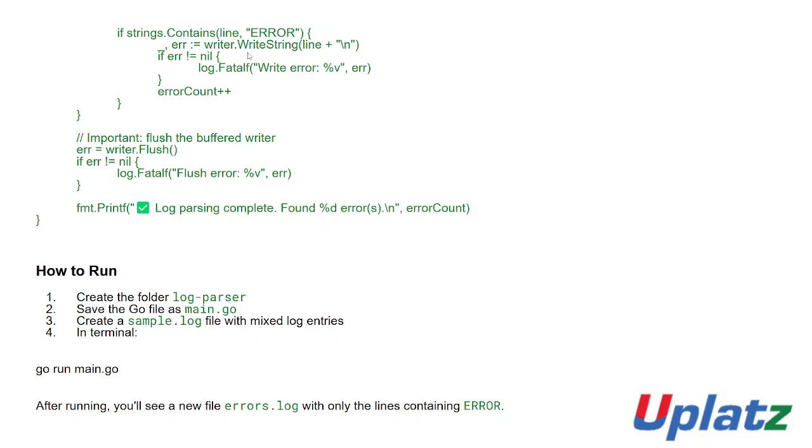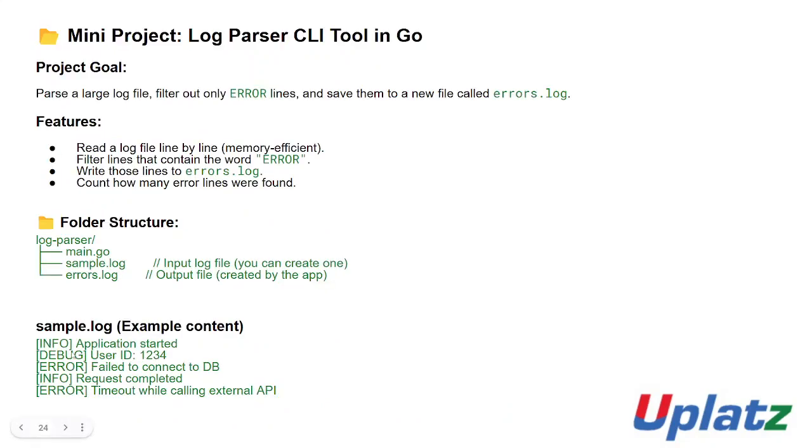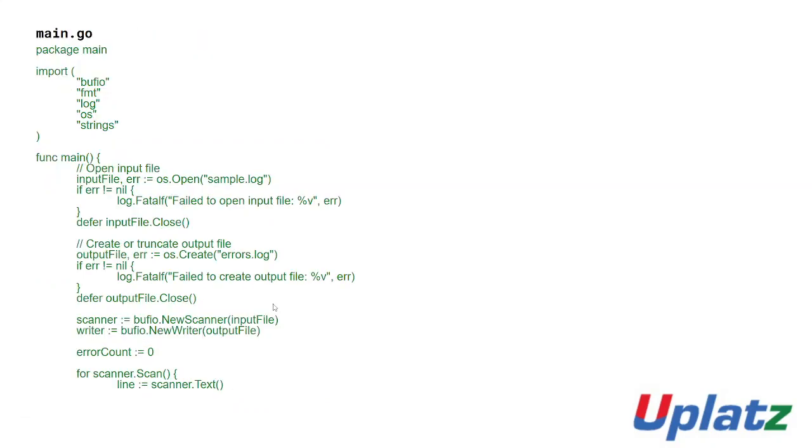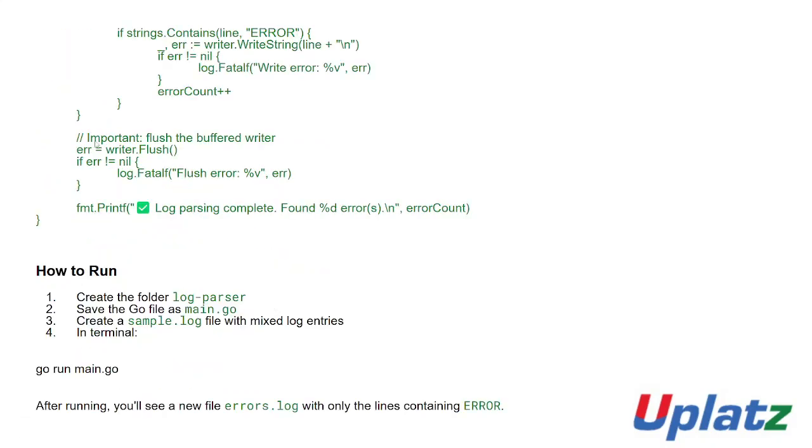So if error, in the previous page we have seen this error here. Yes, here is error, here also error. Now, important, plus the buffered writer.Flush. If error not equal to nil, then log.Fatalf again, "this one plus error %v", error. Now fmt.Printf, log complete, found %d error count.